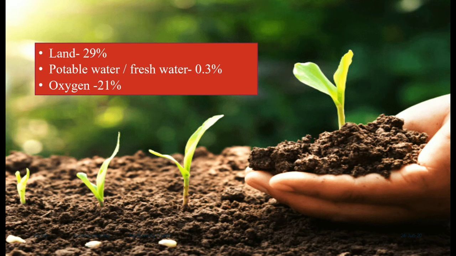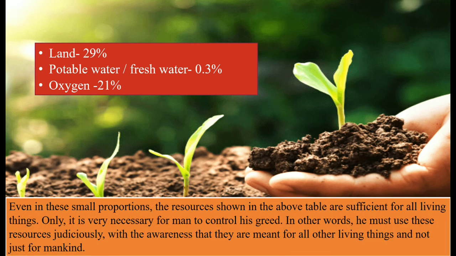Okay, so these are very small numbers, but even in a small proportion, the resources shown in the above table are sufficient for all the living things, right? Because we have been living with only these resources for so many thousands of years. So the only important thing that you need to keep in mind is that it is very necessary for man to control his greed. If we keep exploiting the natural resources in so many ways, we tend to disturb the entire ecosystem.